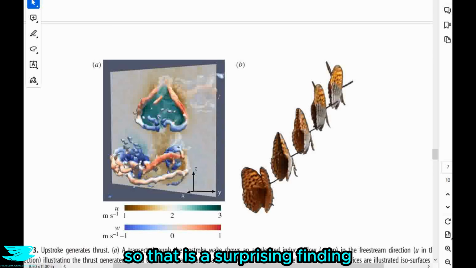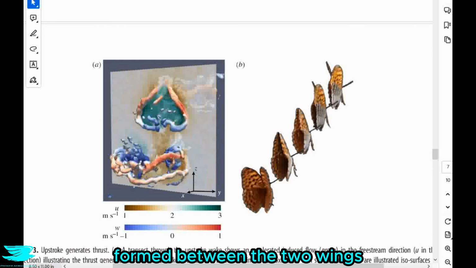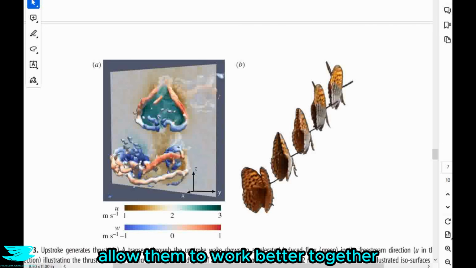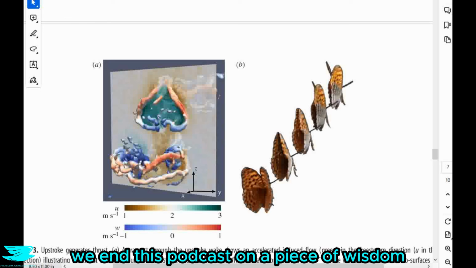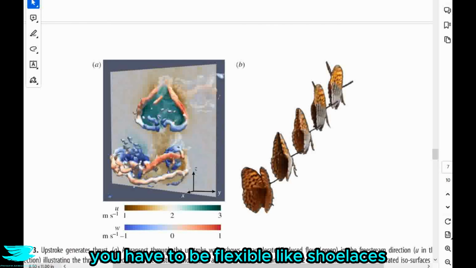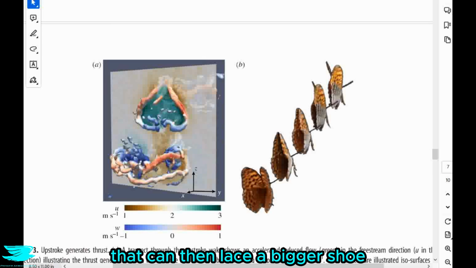So that is a surprising finding, because there's also been some hypothesizing that a flexible wing allows the vortex loop to go into the cavity formed between the two wings when they start to peel apart when initiating the downstroke. So perhaps that is also true, but it is also true that the flexible nature of the wings allows them to work better together. And with that, we really end this podcast on a piece of wisdom from nature. So in order to work better together, you have to be flexible like shoelaces. If you're flexible like shoelaces, you can be tied together and make a larger shoelace that can then lace a bigger shoe.